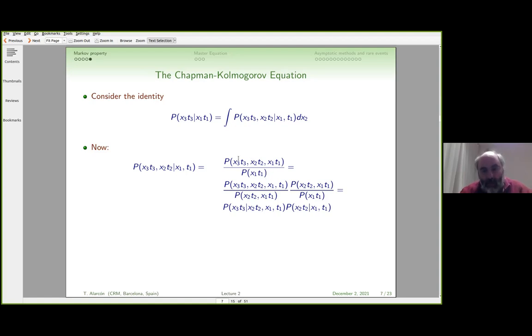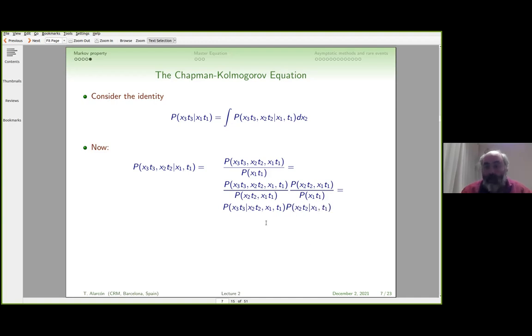Now we take this and we multiply and divide by the joint probability of x2 and x1. That's just trivial. And then we apply again the definition of the conditional probability. This first factor here is exactly equal to this conditional probability, and this second factor here is this conditional probability.